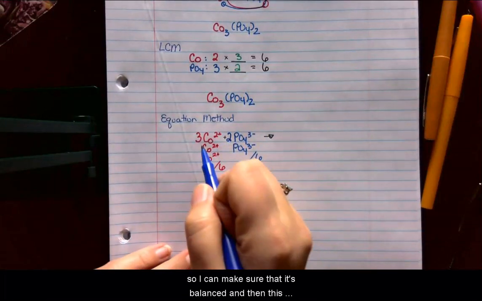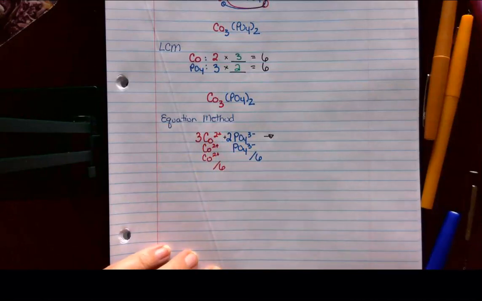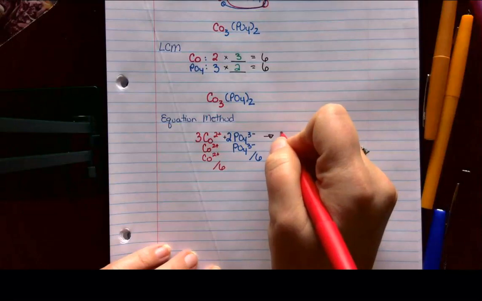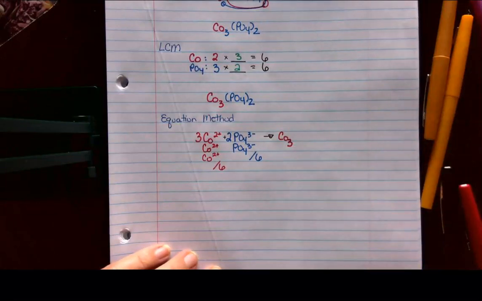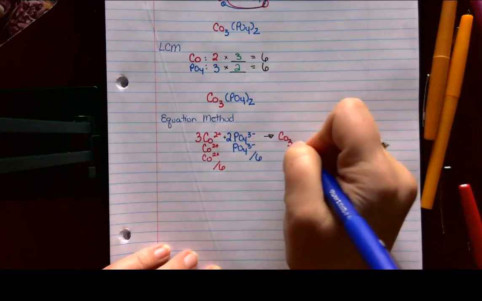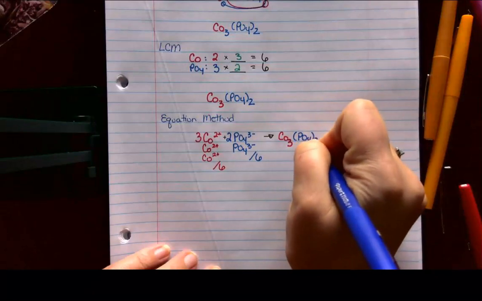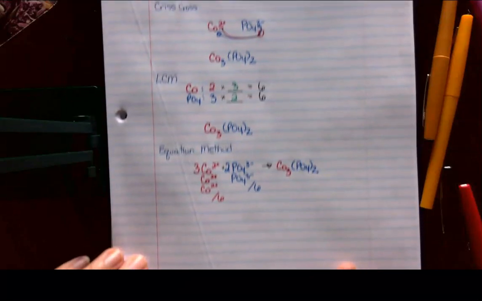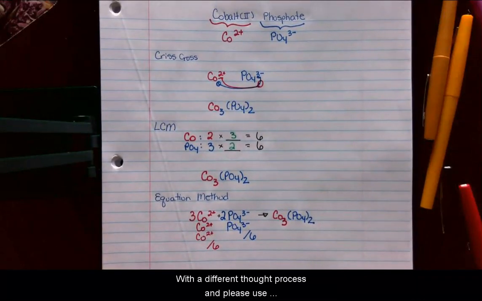And then this coefficient becomes a subscript of cobalt. So it becomes Co₃. I have more than one out here, so I need this in parentheses. (PO₄)₂. Each of the methods got me the same answer with a different thought process, and please use which one you're most comfortable with.